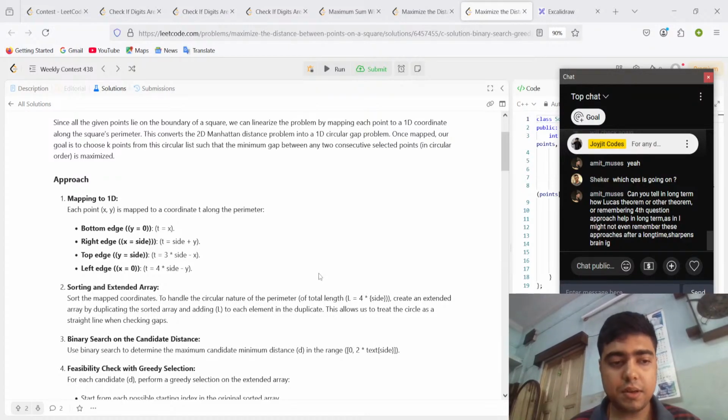Okay, so what does he mean? To handle the circular nature, create an extended array. Okay, sort the mapped coordinates. So what you can do is you can sort the mapped coordinates, obviously.